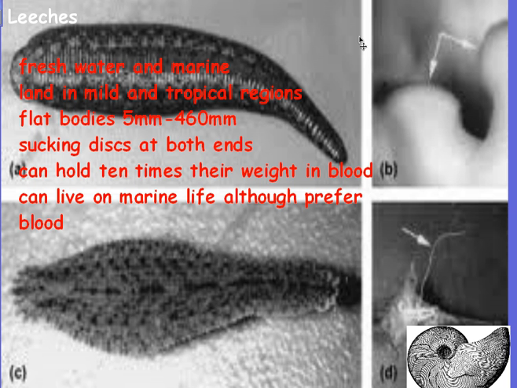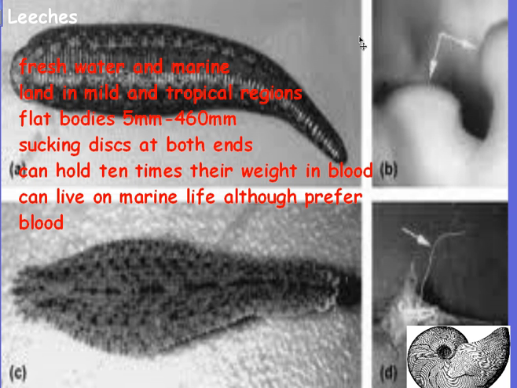Now, they can actually live on land, but these are usually mild, tropical, wet regions. They usually have very flat, thin bodies, about 5 millimeters in length to 460 millimeters. 460 millimeters really translates to about 46 centimeters. So to give you an idea, it takes 2.6 centimeters in order to make an inch. So you can take a look at that.